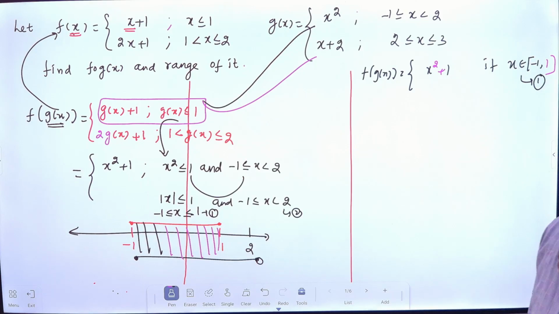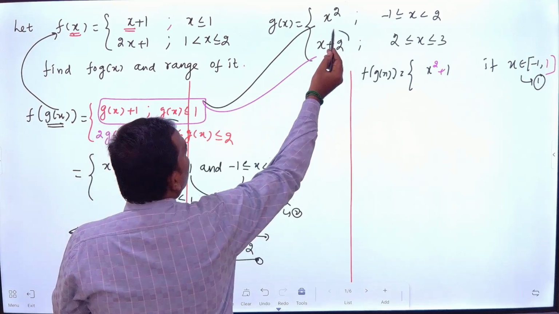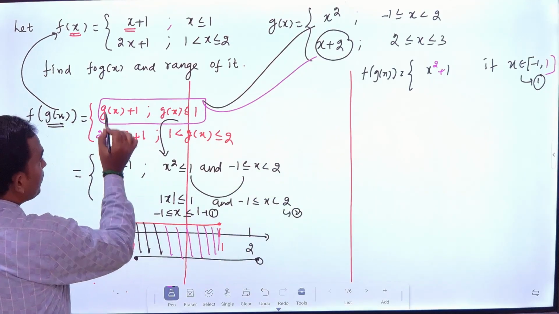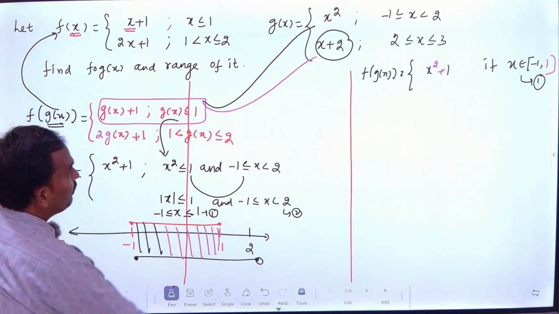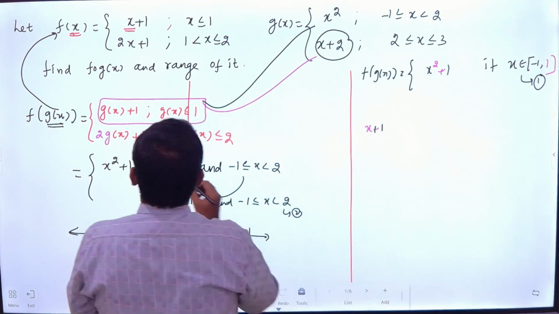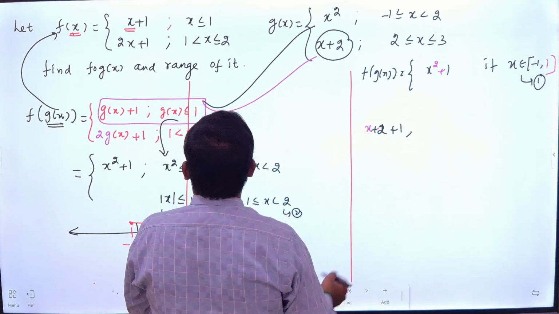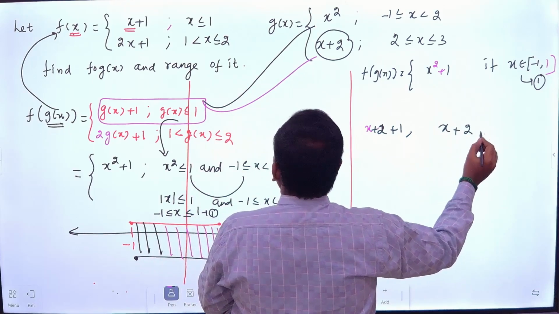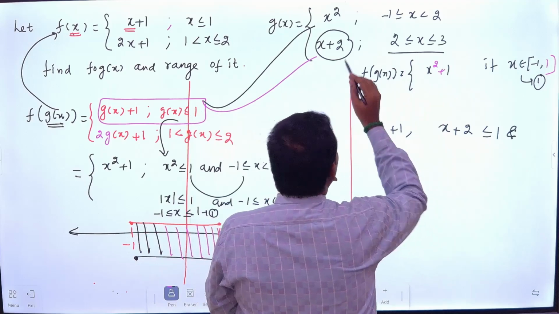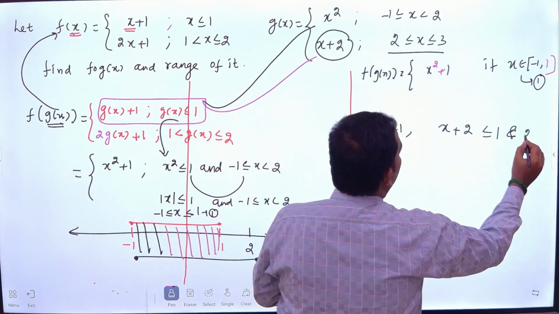Next, take the second function. The second one is x plus 2, so I replace g of x in g of x plus 1 with x plus 2. What is that? x plus 2 plus 1, and then x plus 2 less than or equal to 1. And x plus 2 is defined when x is from 2 to 3, so you have to take that also.